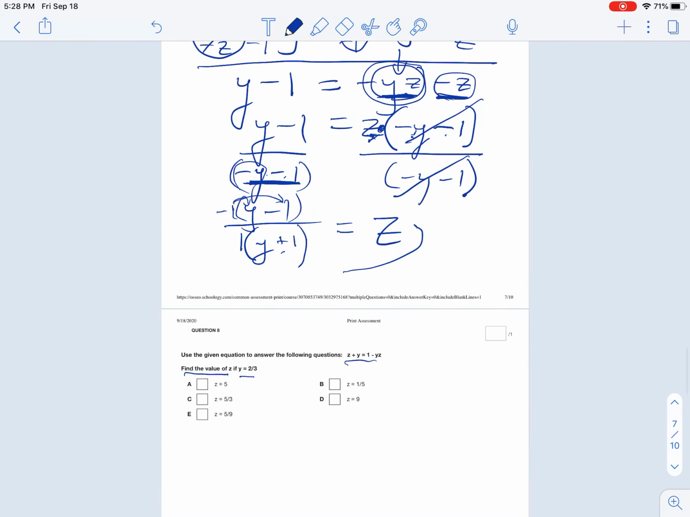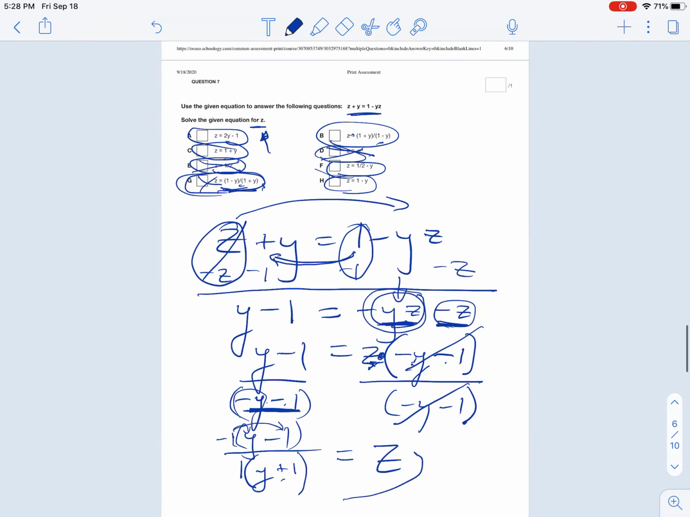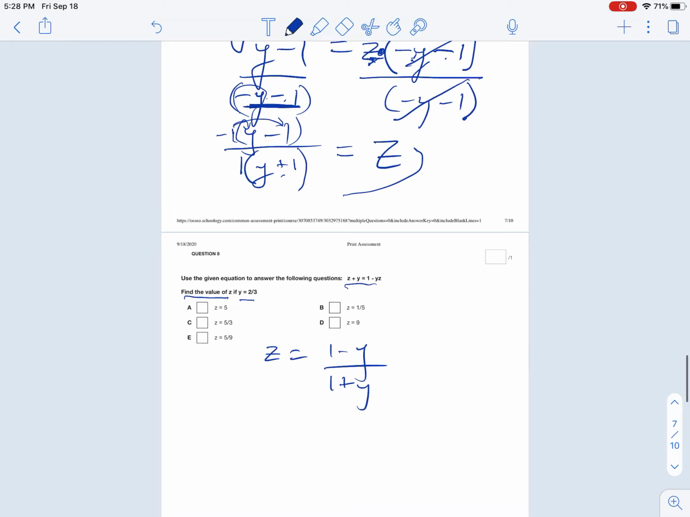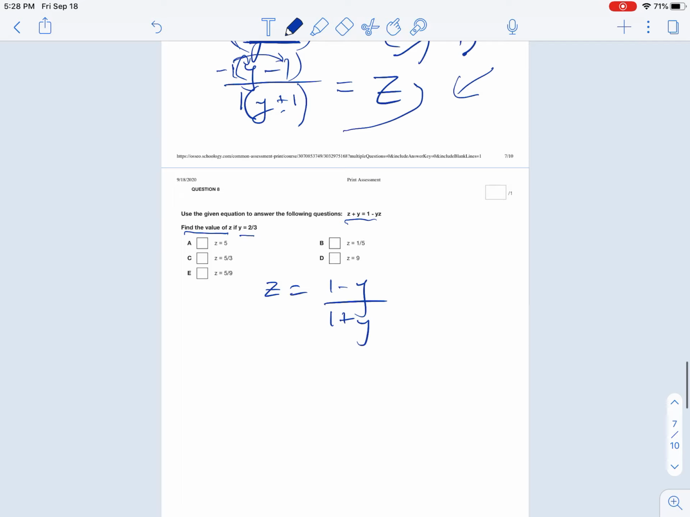That z equals 1 minus y over 1 plus y. If you plug in 2/3 into this, that's the easiest way to find out z. But maybe let's say you didn't think that because you didn't get that problem. You didn't think of doing that.